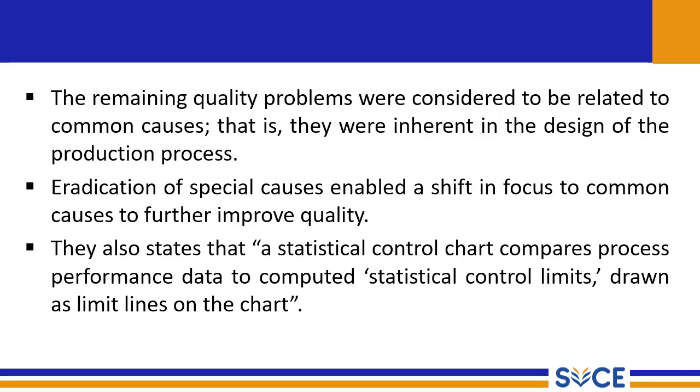The remaining quality problems were considered to be related to common causes, that is, they were inherent in the design of the production process. Eradication of special causes enabled a shift in focus to common causes to further improve quality. They also state that a statistical quality control chart compares process performance data to computed statistical control limits, drawn as limit lines on the chart.